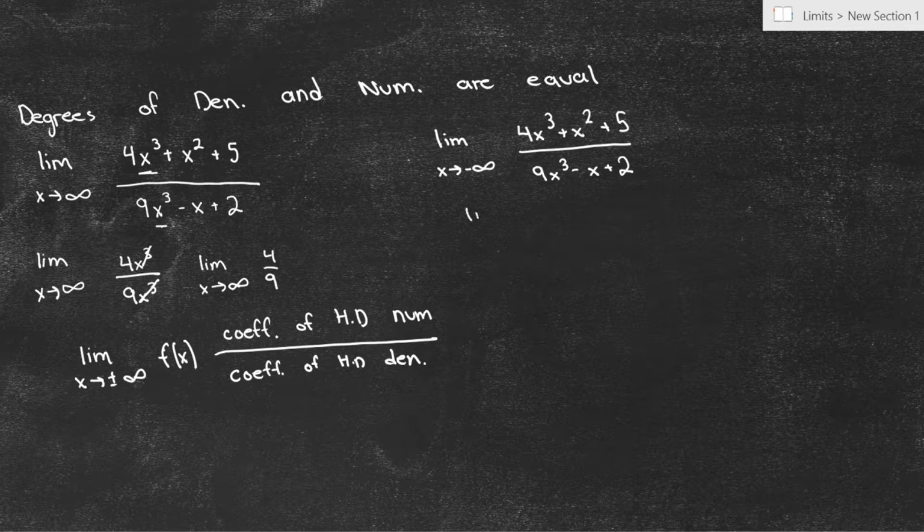We again would do the same process where we say the limit as x approaches negative infinity, and then we would say, okay, well none of the other terms matter because they're too small in degree.